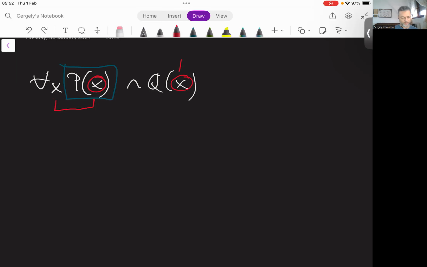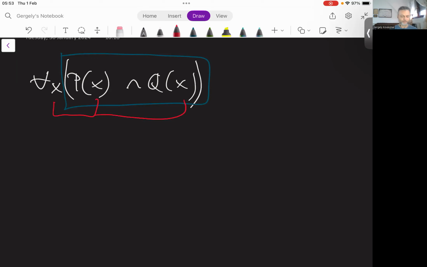Of course, you can anytime extend the scope of a quantifier by introducing extra pairs of parentheses. Like in this case, I just extended the scope of this quantifier. And by doing so, I made all the occurrences of x bound.